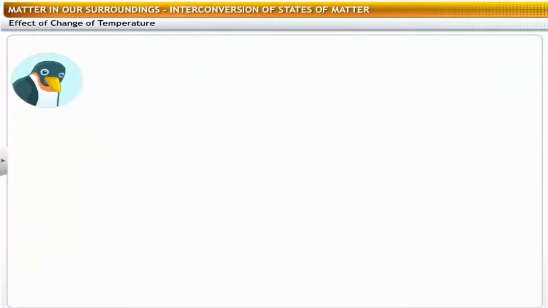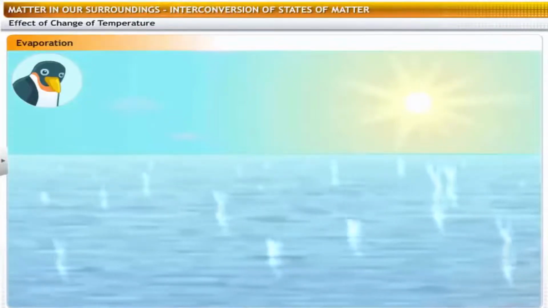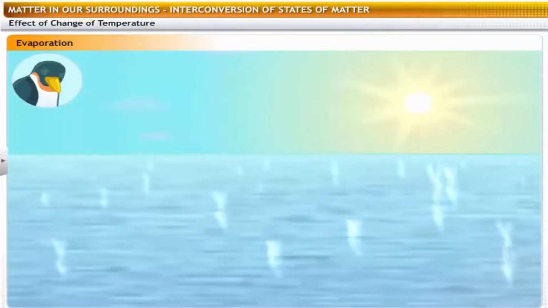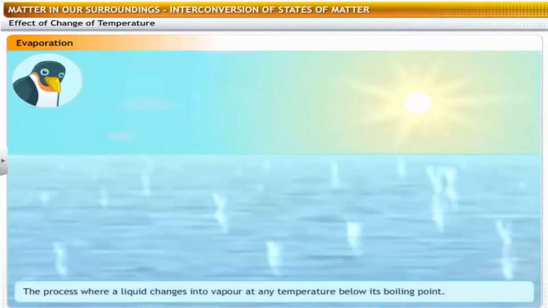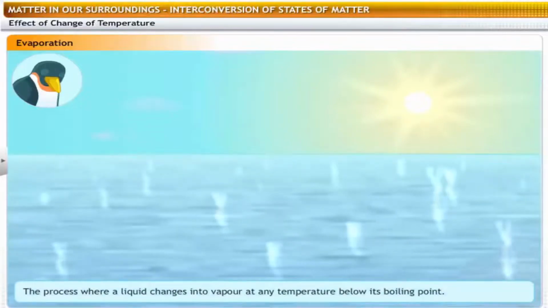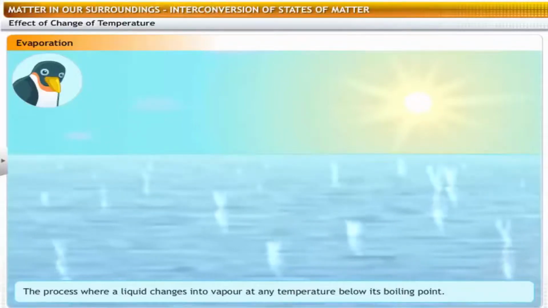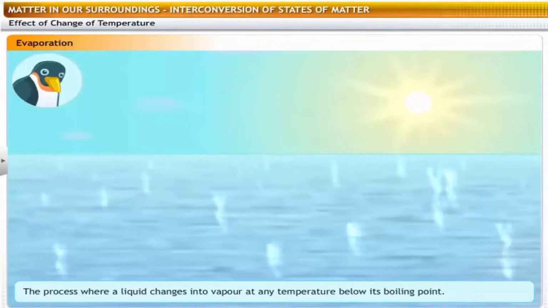But do we really need to heat things to change them from one state to another? Not necessarily. For example, seawater absorbs the heat from the surroundings and vaporizes, leaving behind the salt that was dissolved in it. This process is known as evaporation. Thus, a process where a liquid changes into vapor at any temperature below its boiling point is called evaporation. Evaporation occurs only at the surface of the liquid.